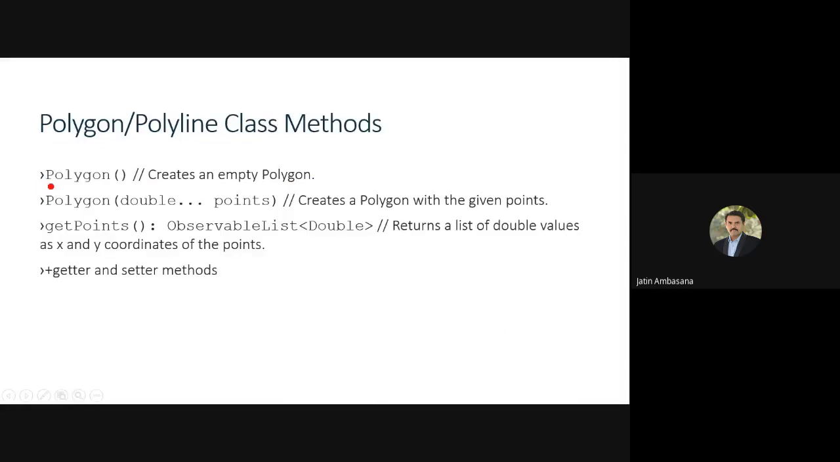What do you have inside polygon? Either an empty polygon, a no argument constructor, or you provide points. You give the array of points, and you can have a get points method, which will give you a list of all the points, the X, Y coordinates.